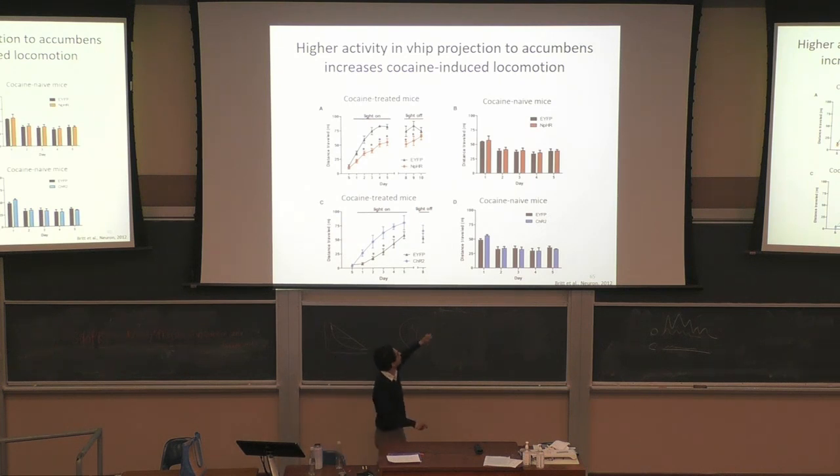But here is the really cool result: if you activate or inhibit that projection in mice that did not do cocaine, then it doesn't cause a change in locomotion. So it's not that this projection just causes the mouse to run around more or less. It causes it to run around more or less only if the mouse had this cocaine exposure experience before. So this is a pretty cool result.